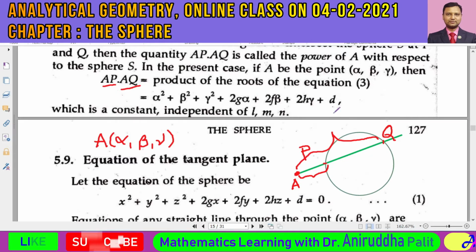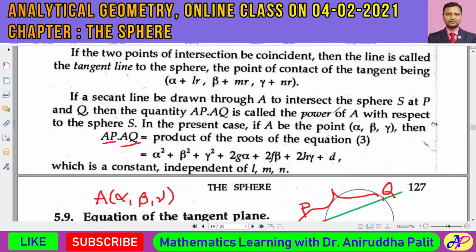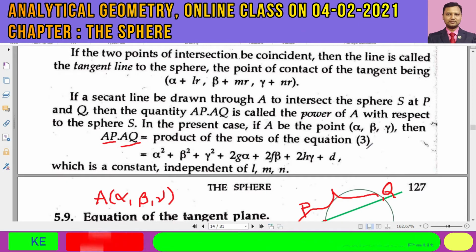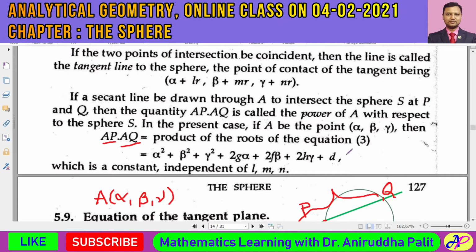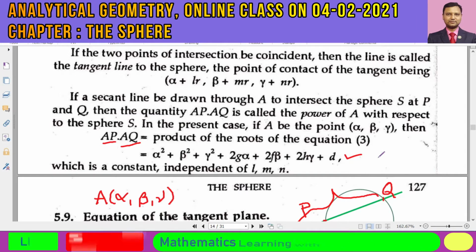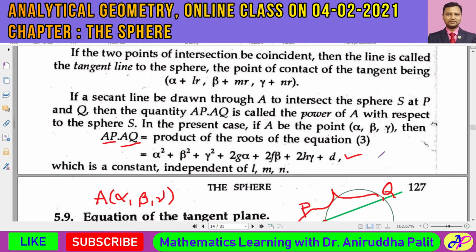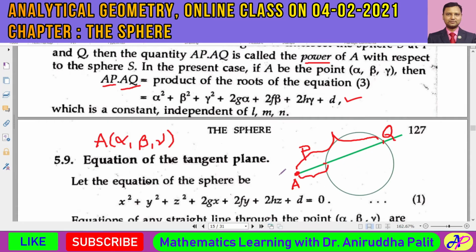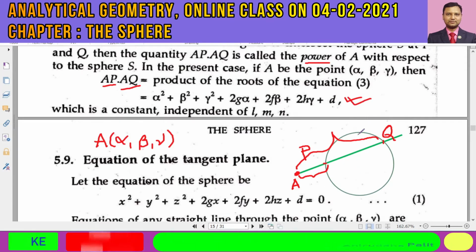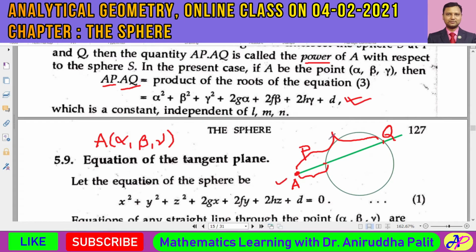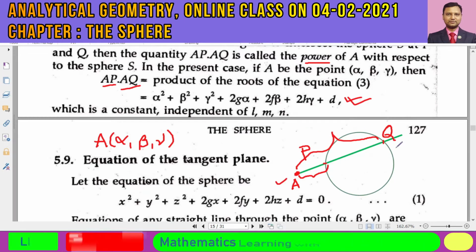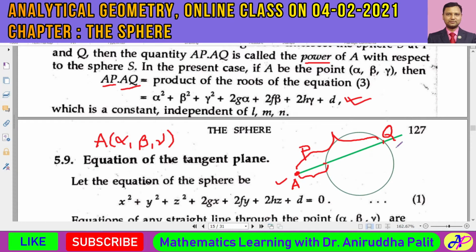And one can prove that in such cases, if L, M and N are the direction cosines, then this product would be equal to alpha square plus beta square plus gamma square plus twice g alpha plus twice f beta plus h gamma plus d. And this is called the power of the point capital A. All right, this expression, this product, is called the power of the point capital A. And this would be useful in the subsequent part of the discussion.